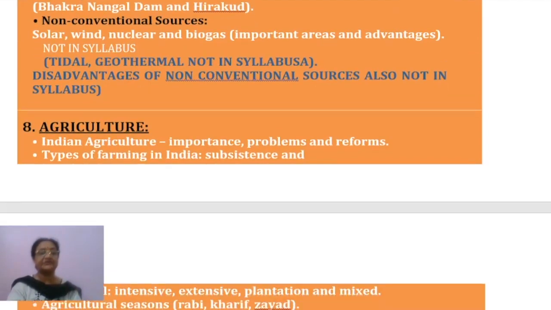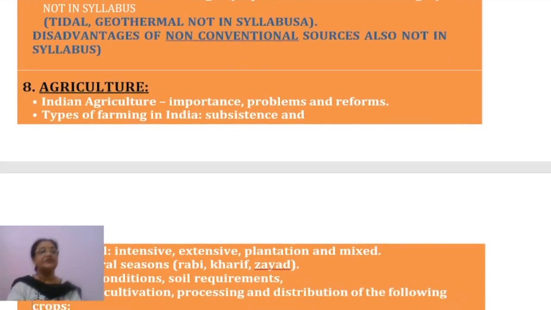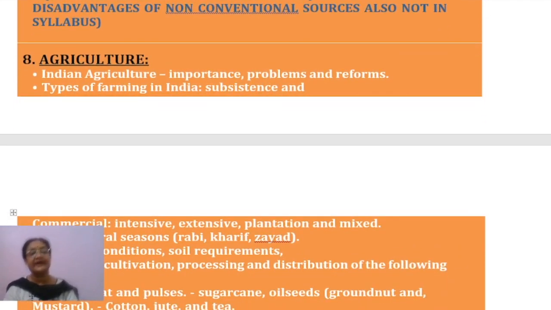Now come to the next chapter, that is agriculture. Under agriculture: Indian agriculture, its importance, problems and various reforms. Regarding the problems being faced by Indian agriculture and all the reforms which have been introduced by the government, all this you have to study.